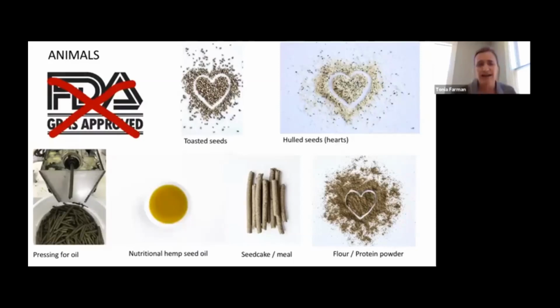The FDA GRAS approval is only for human consumption. This is really important because animals actually cannot eat the hemp hearts that we eat on our salads and our yogurt, and cannot actually have that hemp seed oil or seed cake, even though it is known to have wonderful nutritional value. And that's a huge barrier right there, is the animal market and not having it open.